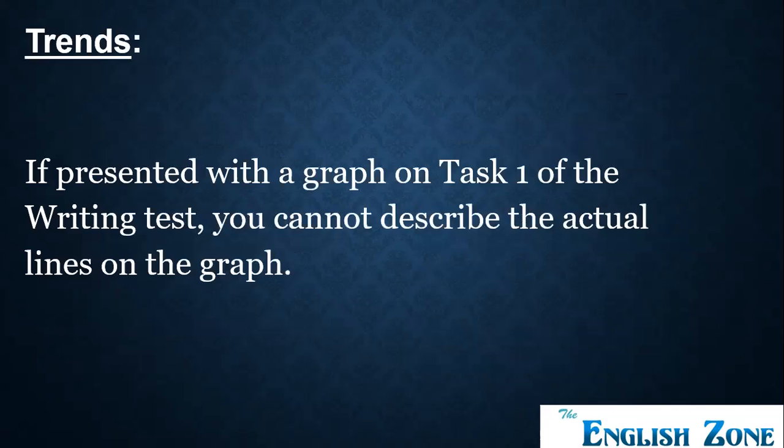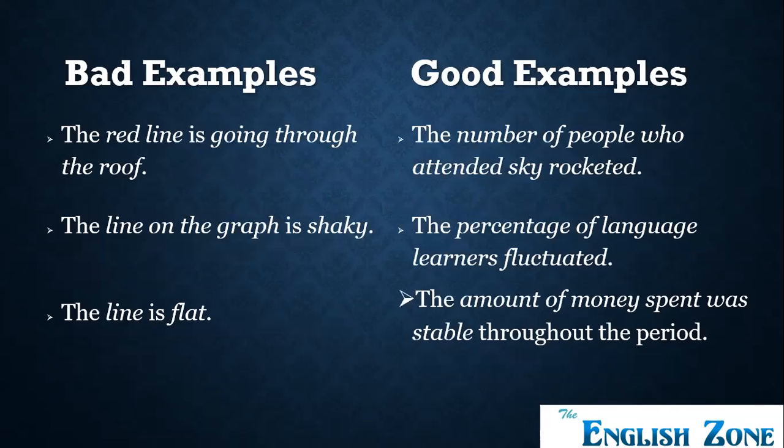Next one, trends. If presented with a graph in Task 1 of the writing test, you cannot describe the actual lines on the graph. When the lines are given, you have to describe the trend. You do not have to explain the line itself. Bad examples: "The red line is going through the roof." "The line on the graph is shaky." "The line is flat."